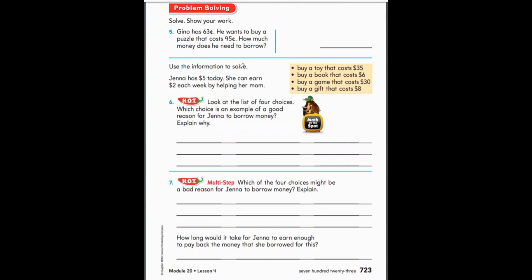So circle the numbers. He has 63 cents. He wants to buy a puzzle that costs 95. Now, the next is underline the question. How much money does he need to borrow? Now, we have to do the keywords. Gino has 63. He wants to buy a puzzle that costs 95. Now we can solve.